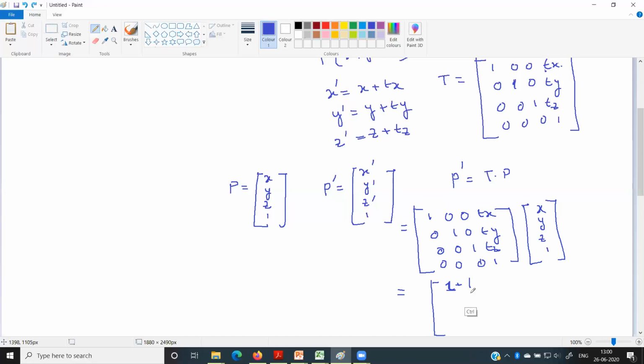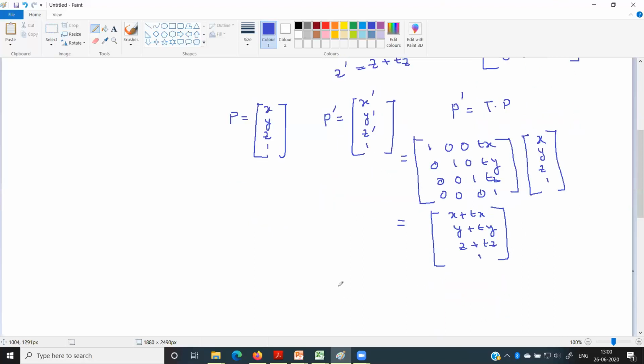Next one will be not 1, it will be x. It is not 1. 1 will be multiplied with x. So it will be x plus tx. Next one will be y plus ty. Next one will be z plus tz and 1. So in this way, you can translate.